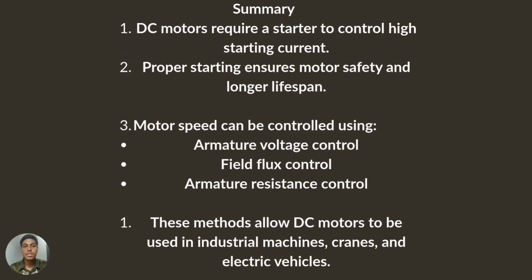Summary for this is that the DC motor requires a starter to control high starting current. Proper starting current ensures motor safety and also longer lifespan for the DC motor. And third, the motor speed can be controlled using the armature voltage control, field flux control, and armature resistance control. This method allows the DC motors to be used in industrial machine, cranes, and electrical vehicles efficiently.